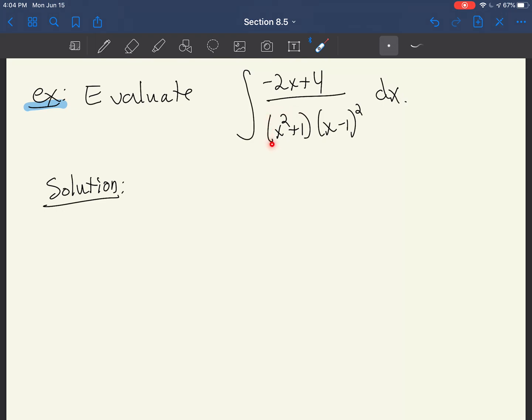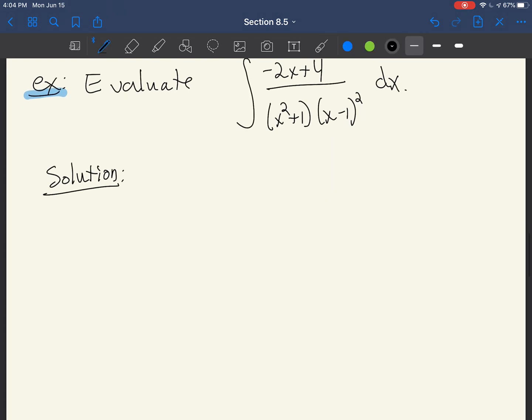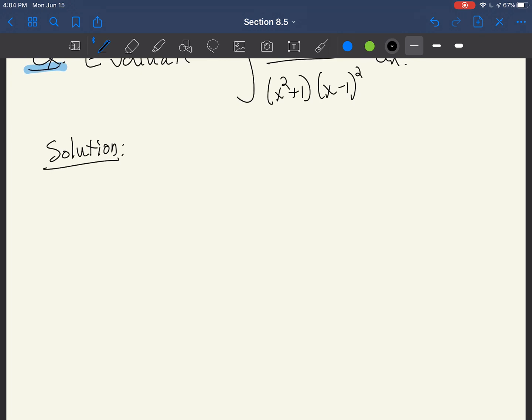So, first off, the nuance that we are looking at is here we have a non-linear term that is irreducible. We cannot factor x² + 1, but it's not linear. It's not just x + 1, it's x² + 1. So how are we going to deal with that? That's the nuance that we're looking at. Also, we just have a lot of things going on here. This example is just meant to show you that the partial fraction decomposition can get quite complicated.